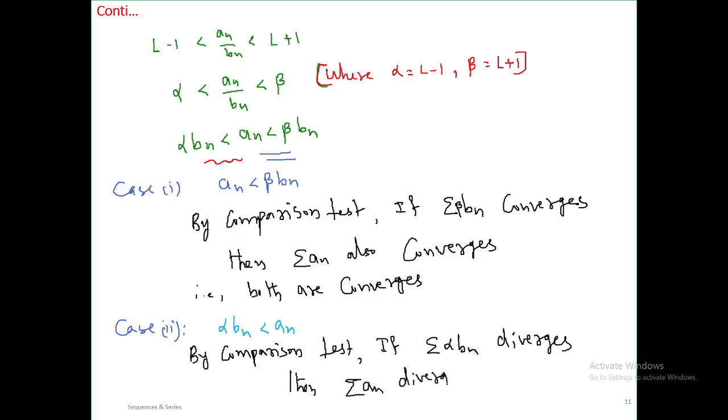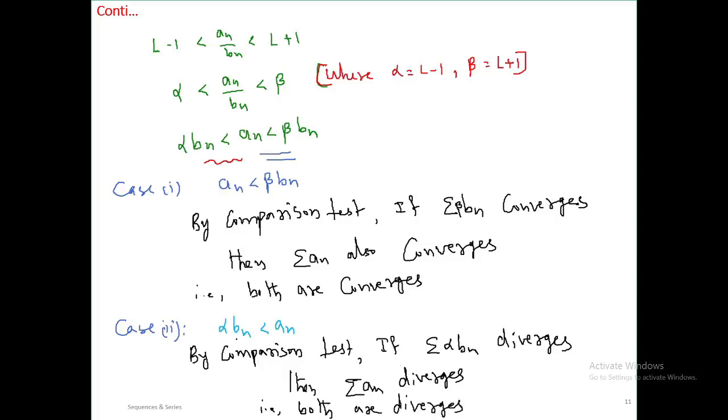Look at it, again both diverge, right? That is, series an and series bn both diverge. Then it's proved. That's it. We proved that both are converging or both are diverging together. So that means that is by using comparison test only.